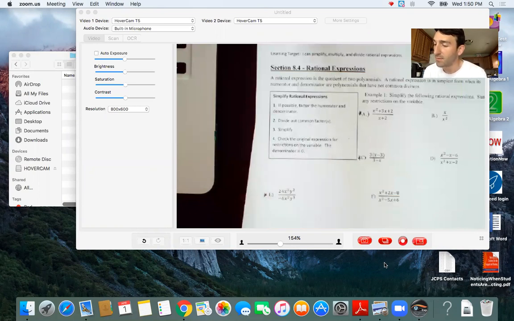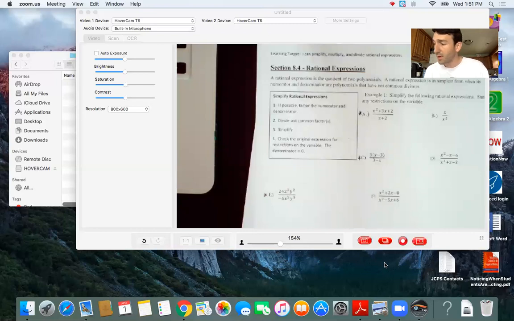Step 1, if possible, factor the numerator and the denominator. So kind of just like what we did in 8-3, if we have a quadratic or higher degree expression, then we want to factor that out. Step 2, divide out common factors, also known as cancel common factors. Step 3, simplify. And then we also list our restrictions, also known as the domain.